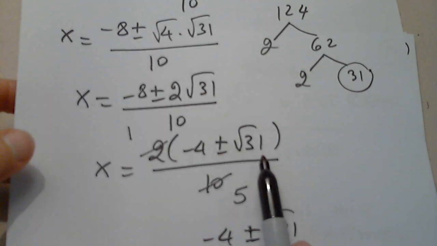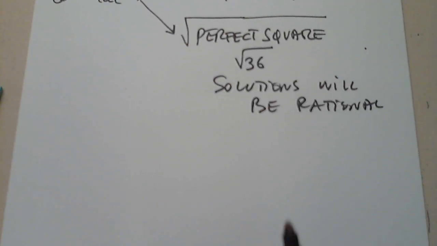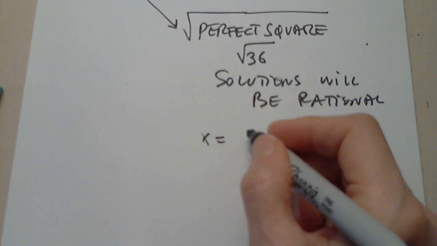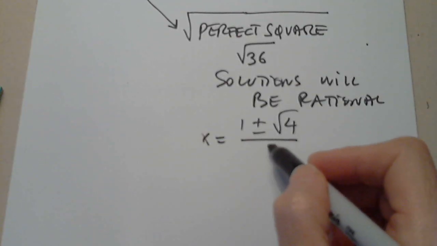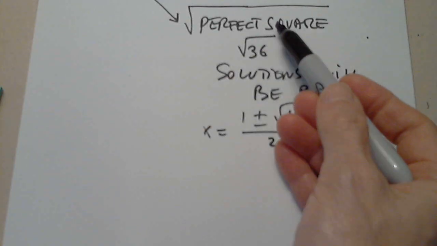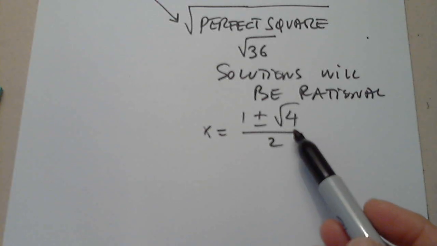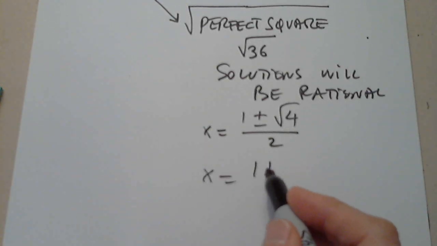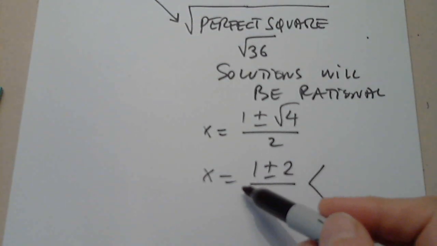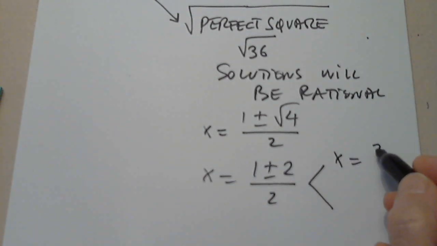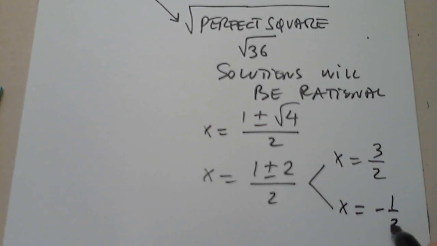We did not hit an example like that. So how will that look? Something like solutions equals 1 plus or minus the square root of 4, divided by 2. Because it's a perfect square, it's the square root of 4. I can take the square root of 4. So then I have 1 plus or minus 2 over 2. And then I have two possibilities. 1 plus 2 over 2, which is 3/2, and 1 minus 2 over 2, which is negative 1/2.